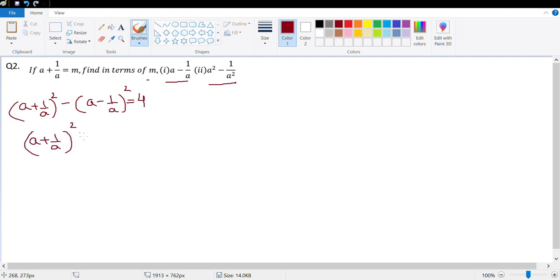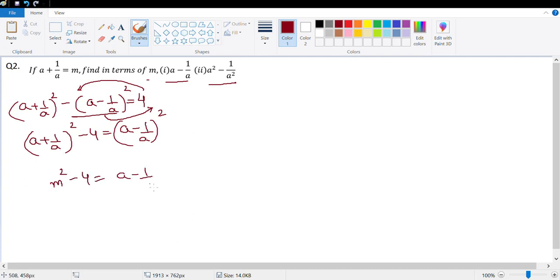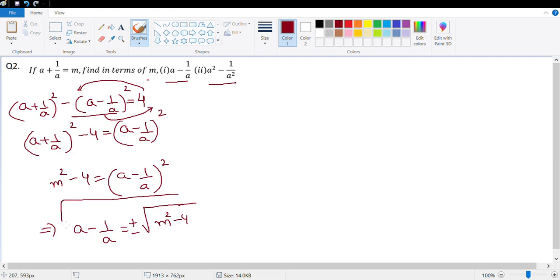So we need to find a minus 1 upon a, which means a plus 1 upon a the whole square minus 4 would be equal to a minus 1 upon a the whole square, bringing 4 on this side and taking negative a minus 1 upon a the whole square on this side. So a plus 1 upon a is given as m. So this is m square minus 4 is equal to a minus 1 upon a whole square, which means a minus 1 upon a is equal to square root of m square minus 4. If you want to be 100% sure of full marks, write plus minus outside of this. That's about it. Let's look at the second part of the question.